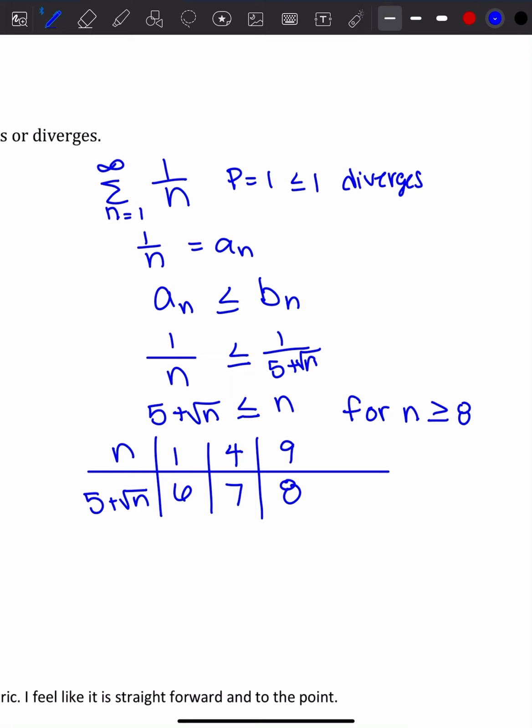So what we now need to do is say, because these values work for us now, a sub n is less than b sub n, we now can say the summation from n equals 1 to infinity of 1 over 5 plus the square root of n diverges because 1 over n diverges. The direct comparison test is not horrible once you know what to do with it. It's only not super great because you have to decide when things are bigger or smaller. And then you also need to pick other functions to help you out here.